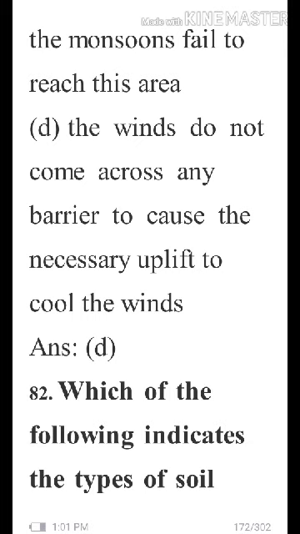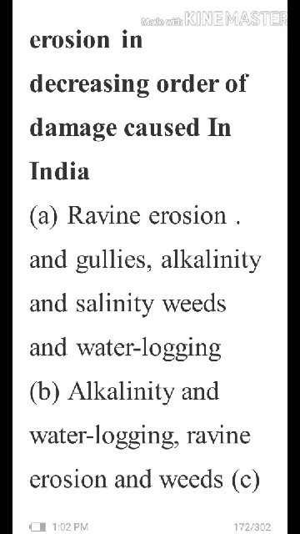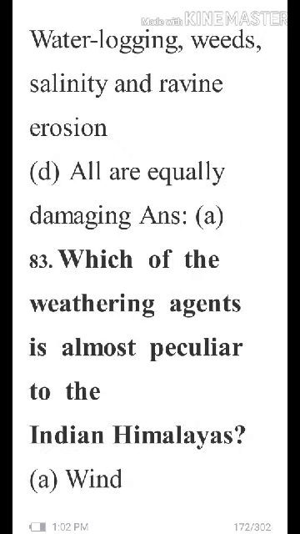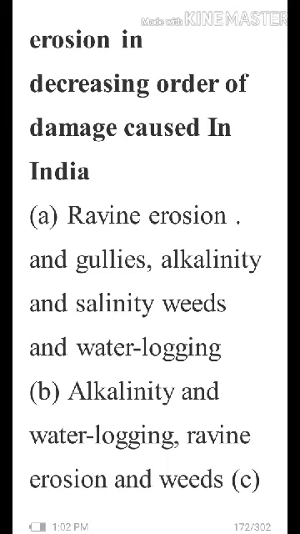Next, 82nd question, which of the following indicates the types of soil erosion in decreasing order of damage caused in India? Ravine erosion and gullies, alkalinity, salinity, weeds and water logging.